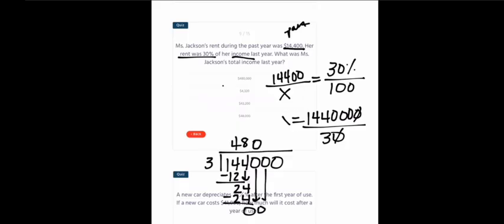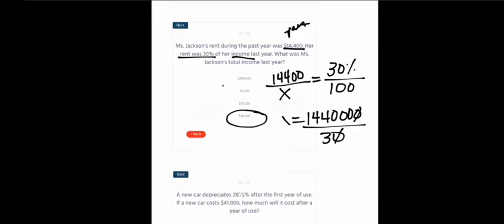0, 3 goes into 0 0 times. Another 0, 3 goes into 0 0 times. And the last 0, 3 goes into 0 0 times. So the answer is $48,000, which is this one right here. Okay, sounds good. If you're ready, let's move on to the next one.